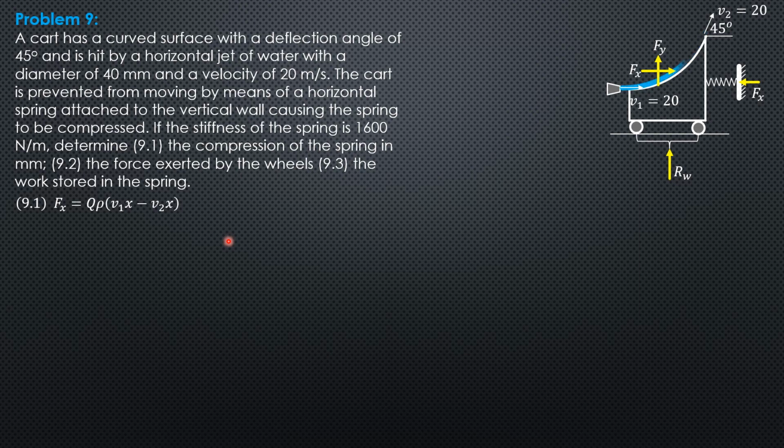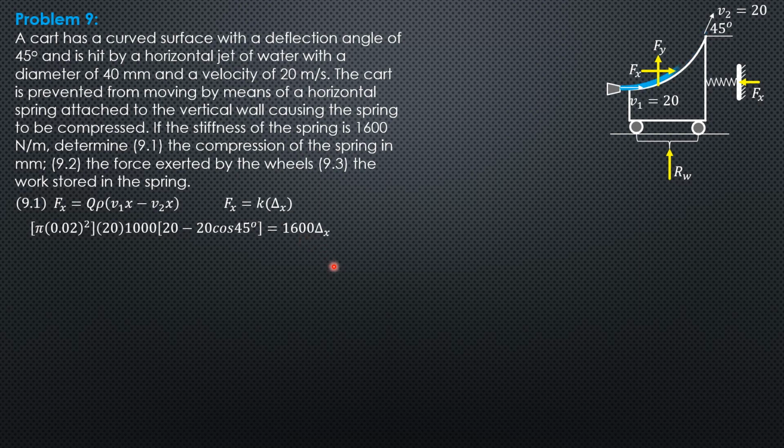Then Fx is also the spring constant times the compression delta x, or simply x. So we equate. Q is pi times area, 0.02 squared, times velocity 20, density 1000, times quantity V1x, which is 20, minus V2x, which is 20 cosine of 45, and that equals the spring constant 1600 times delta x.